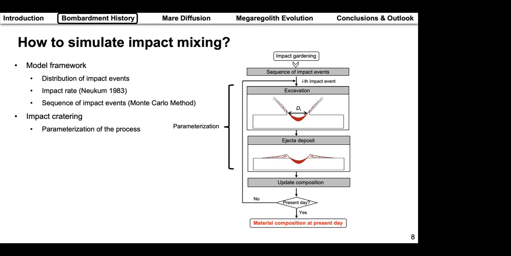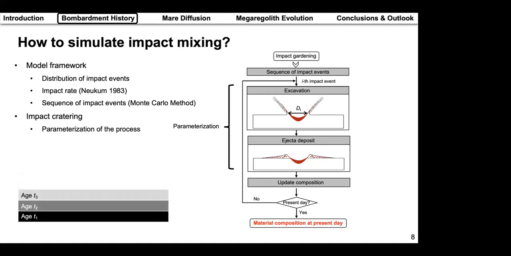As I mentioned, for the impact events, especially in the very late period, the occurrence of each impact event will change the material compositions in a more complicated way. For example, here is a lunar surface with three ages of materials, and then the impact event will excavate the three types of materials and then generate a new layer on the top.